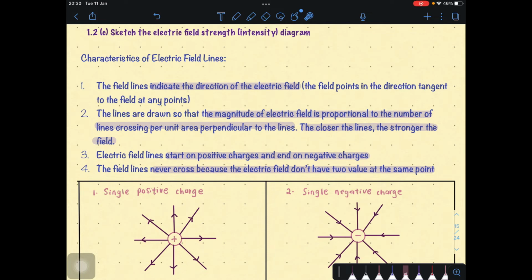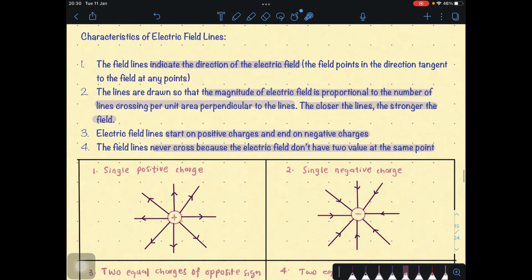First is the field lines indicate the direction of the electric field. So obviously the line here maksudnya they indicate dia adalah direction. So untuk positive, it's going outward, going away from the positive. So untuk negative, going inward, going towards the negative. Next one, the lines are drawn so that the magnitude of electric field is proportional to the number of lines crossing per unit area perpendicular to the lines. The closer the lines, the stronger the field.